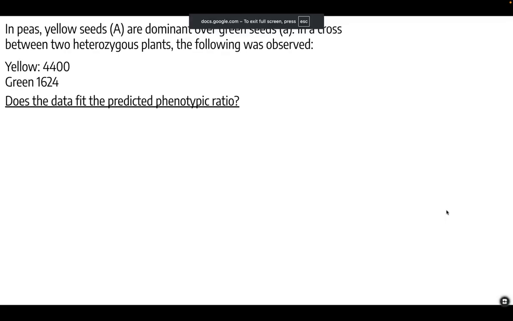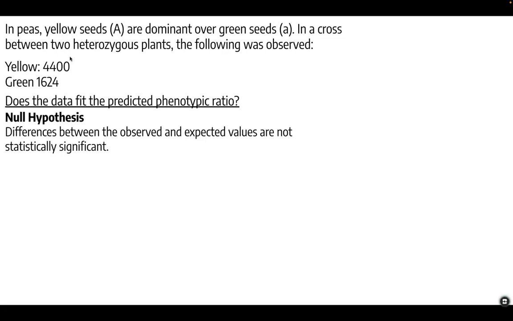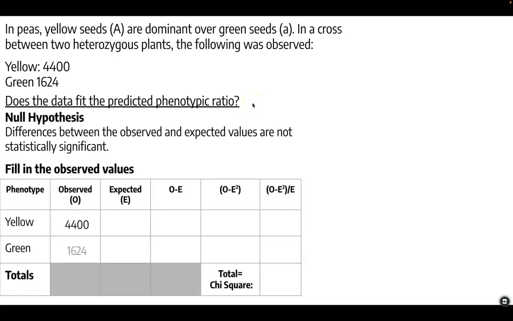All right, so then we're going to get into this problem. If you were to walk around and you see yellow peas and green peas, and you know that yellow peas are dominant over green, the peas you see are heterozygous, meaning that the alleles present are both dominant and recessive. So again, your null hypothesis is that there's no statistical significance between what you observe. You observe 4,400 yellow peas and 1,624 green ones, compared to what you expect. How do you calculate the expected? You do a Punnett square.